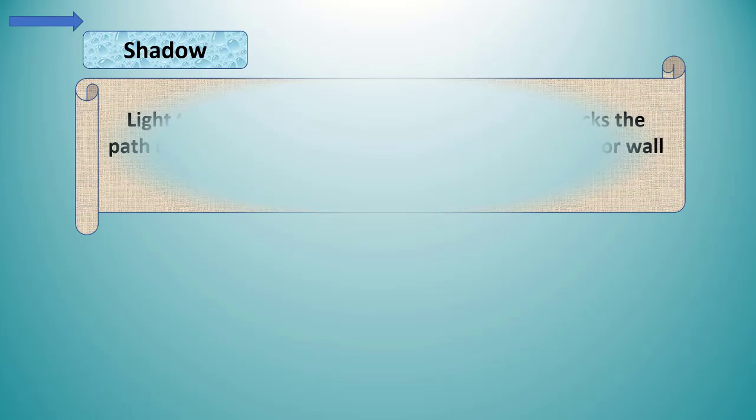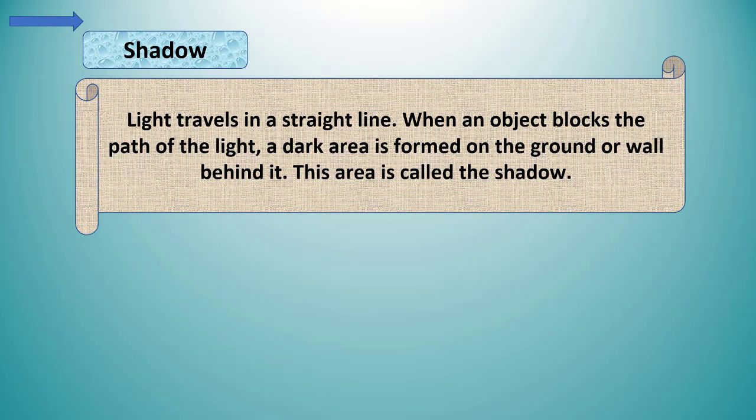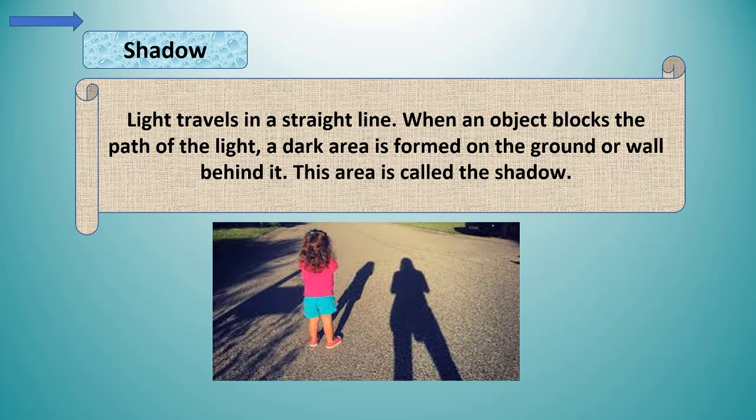Let's come to know about shadow. We know that light travels in a straight line. When an object blocks the path of the light, a dark area is formed on the ground or wall behind it. This area is called the shadow. Students, जब लाइट के रास्ते में कोई भी ऑब्जेक्ट या कोई भी चीज उस लाइट के रास्ते को ब्लॉक करेगी तो वहां पे शेडो अपीयर होगा. आप देखेंगे सूरज के सामने अगर आप खड़े होते हैं तो आपने सूरज की रोशनी को ब्लॉक किया तो वहां पे आपका शेडो अपीयर होगा. So this is clear.